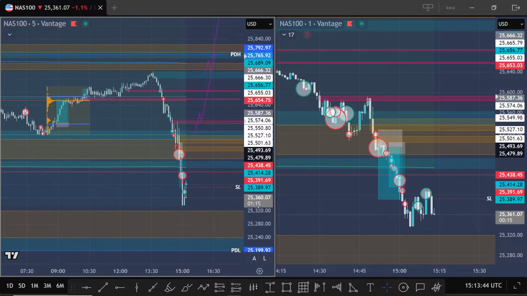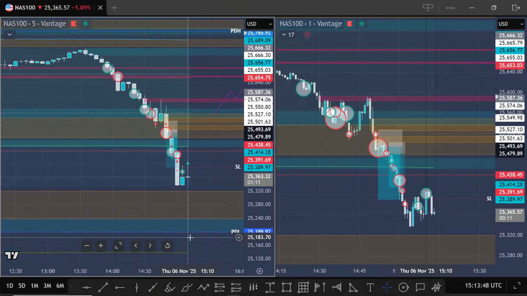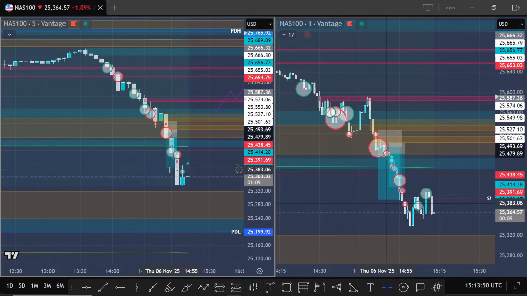If I had held a wider stop, we might still be in it, but two 1-to-3s is a decent trade.